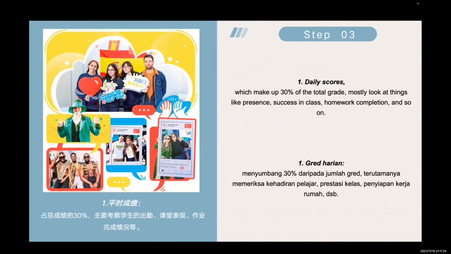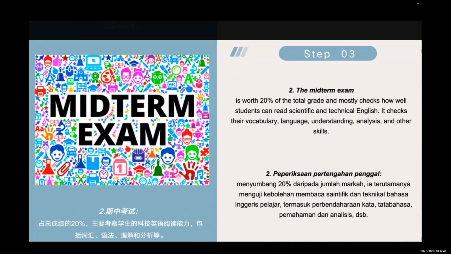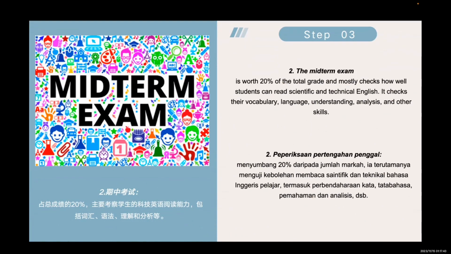The items for review are listed below. We can see that the first one is daily life scores, which make up 30% of the total grade, looking at things like performance in class, homework completion, and so on. And number two, the midterm exam is worth 20% of the total grade and mostly checks how well students can read scientific and technical English. It checks their vocabulary, language understanding, analysis, and other skills.